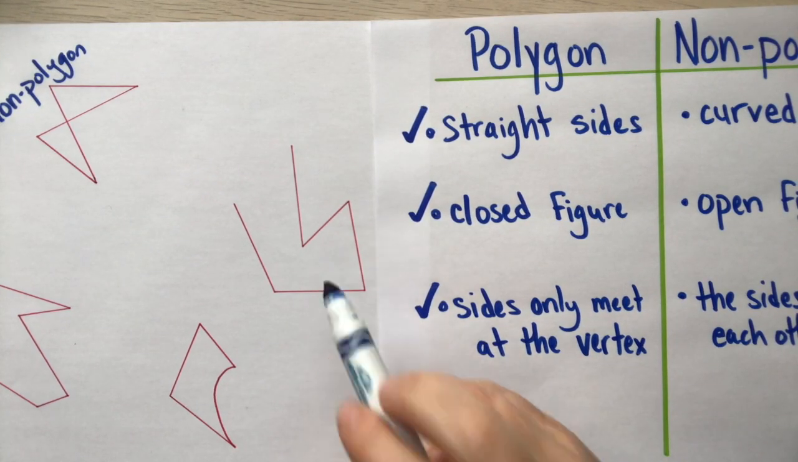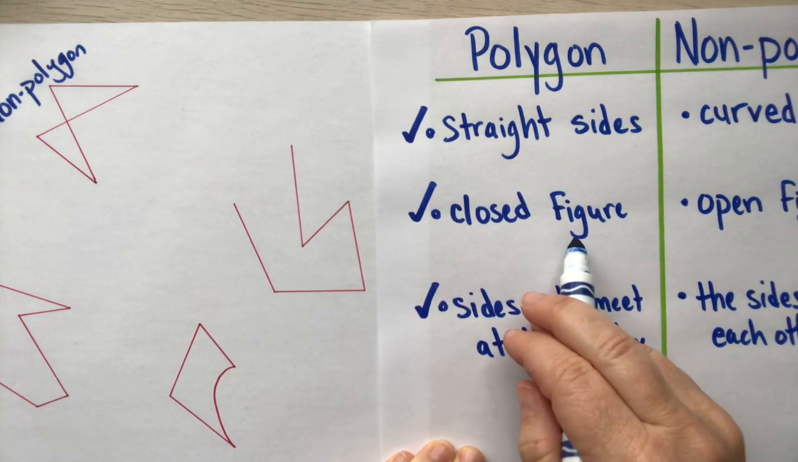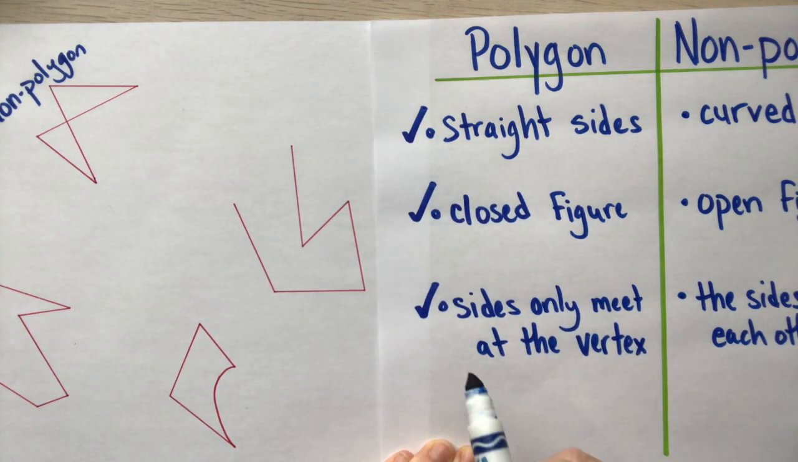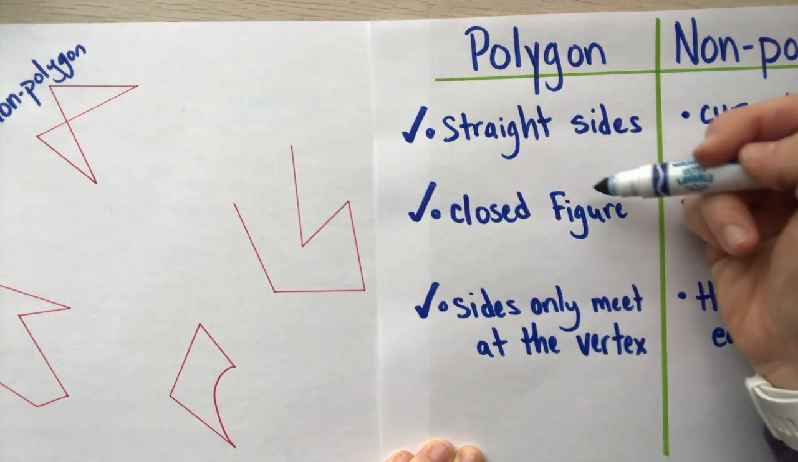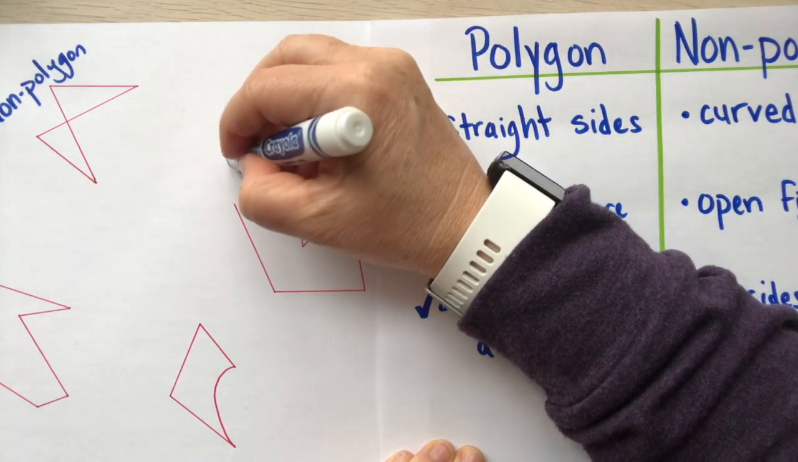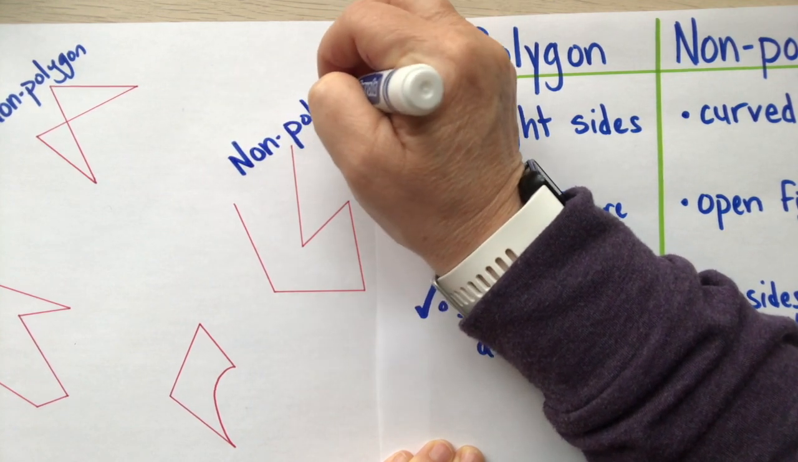So let's take a look at this shape here. Straight sides, yes. Closed figure, no. It's actually open right here. The sides only meet at the vertex, yes. But because it's not a closed figure, it's an open figure, this is a non-polygon.